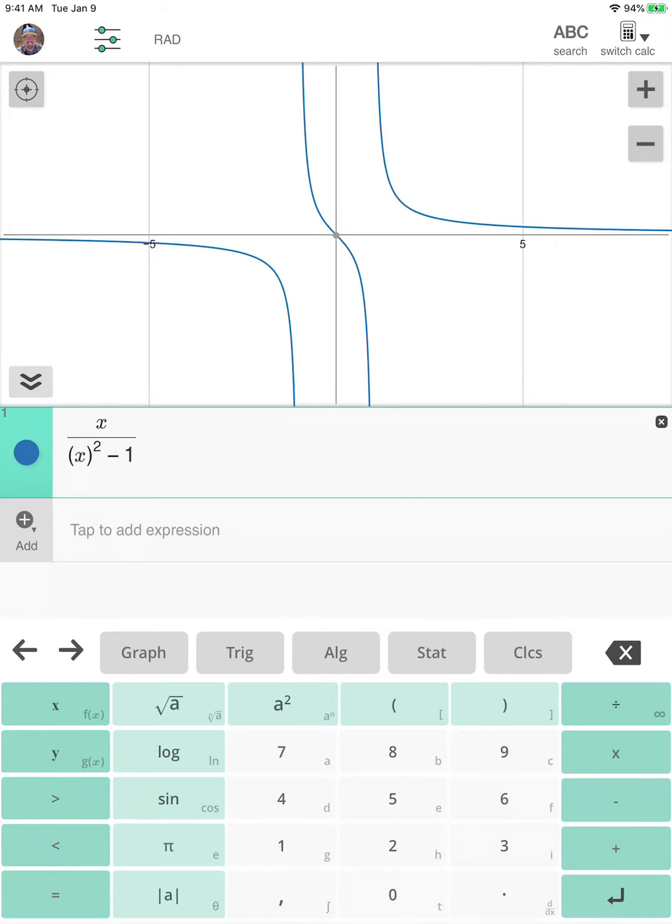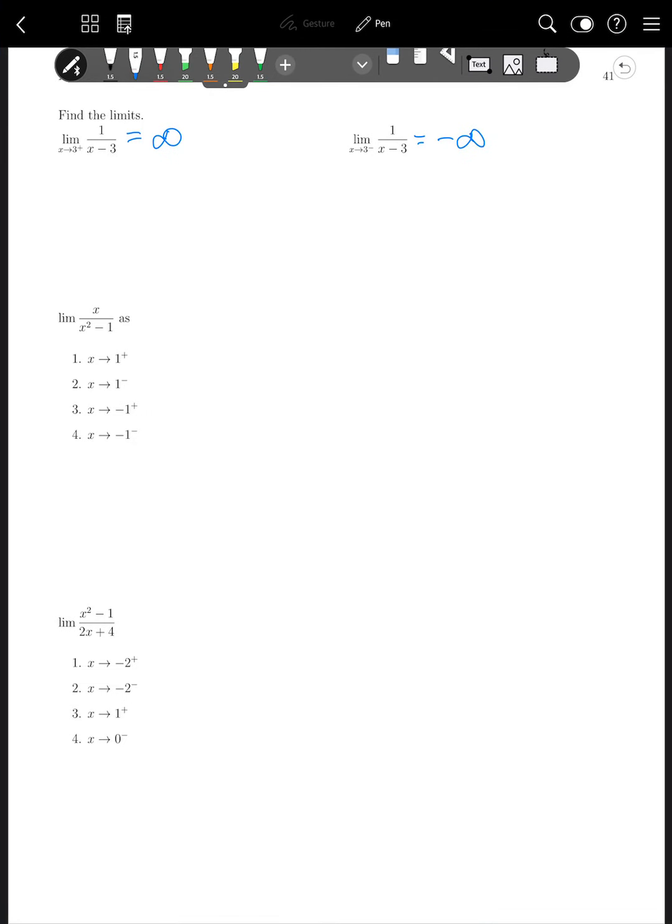Okay, and so what do you notice at positive 1? Well, on the right-hand side it goes up forever, and on the left-hand side it goes down forever. Over here at negative 1, on the right it goes up forever, and on the left it goes down forever. So the limit as x approaches 1 on the right is infinity. The limit as x approaches 1 on the left is negative infinity. The limit as x approaches negative 1 on the right is positive infinity. And the limit as x approaches negative 1 on the left is negative infinity. Okay? So that's the idea.